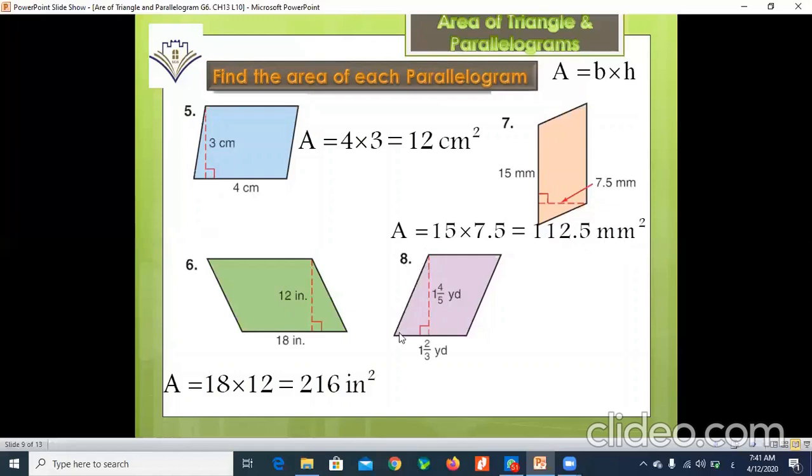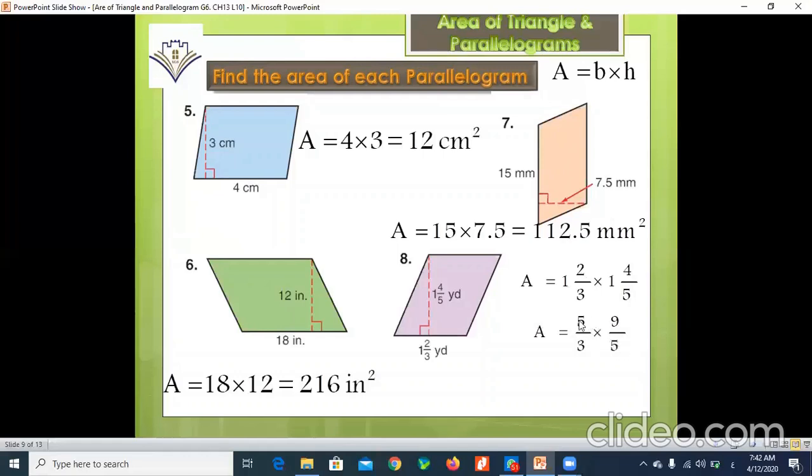Number 8. Where is the base? This is our base and this is our height. Then 1 2/3 multiply 1 4/5, base multiply height. Okay, you can convert both to fraction form. Then 1 multiply 3 equals 3 plus 2 equals 5, so 5 divided by 3. 1 multiply 5 equals 5 plus 4 equals 9, so 9 divided by 5.